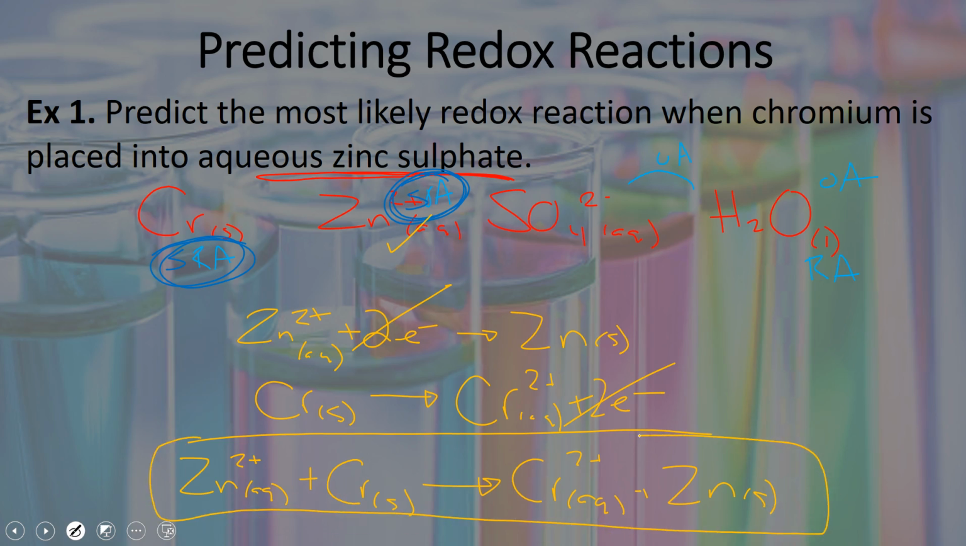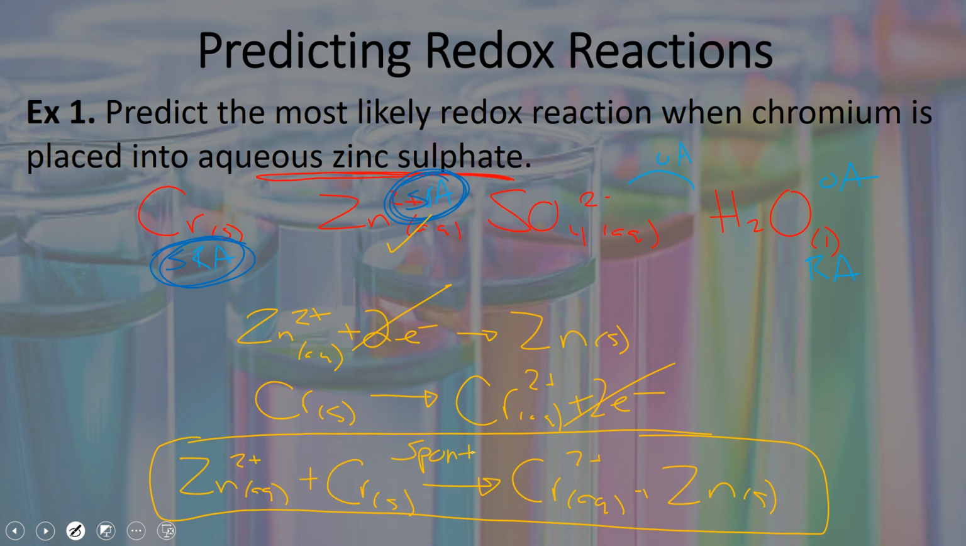The last thing I would need to do is determine spontaneity. So where's zinc? Zinc is right here. The reaction for chromium is below it right here. So for the reaction between zinc and chromium, my OA is above my RA. So right over top of my arrow, I'll just say spontaneous. Yes.